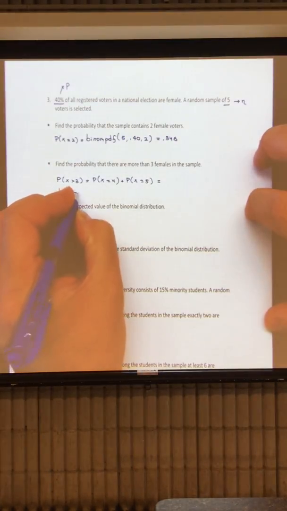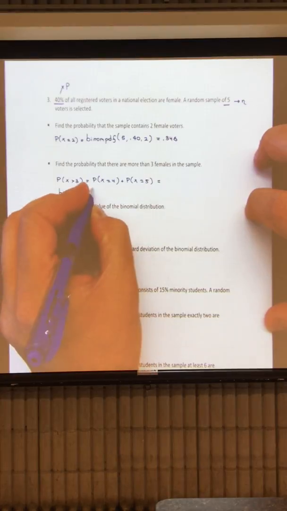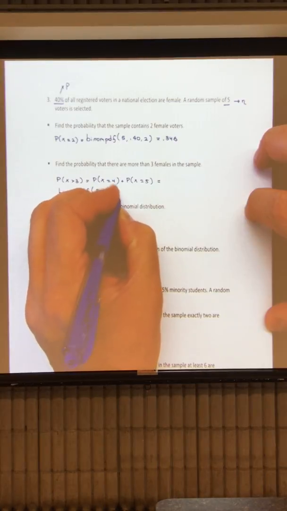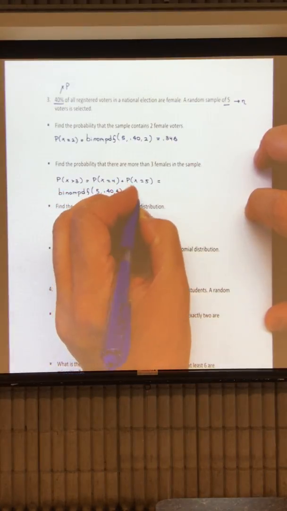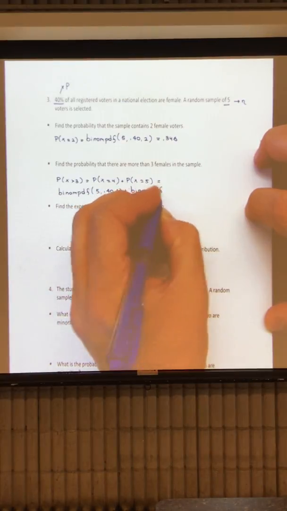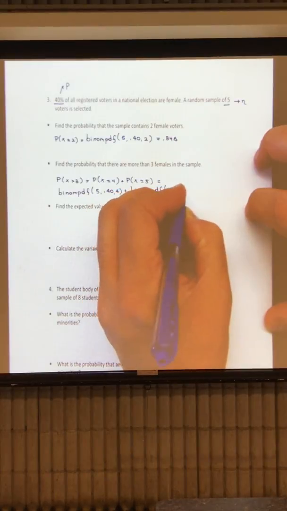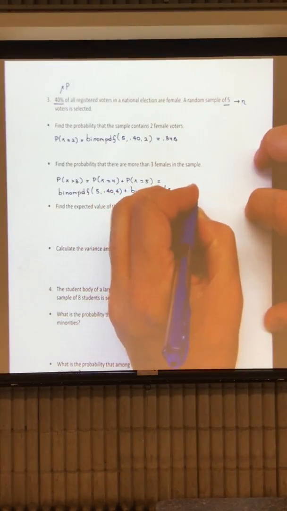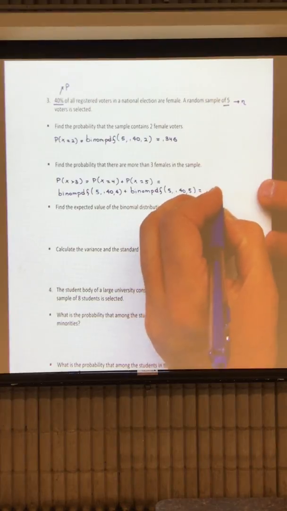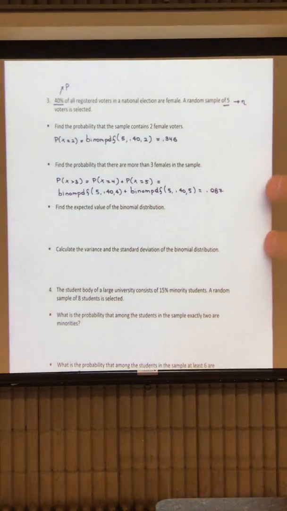Once when x is equal to 4, and then when x is going to be equal to 5. So 5, 0.4, 5. As soon as you take the summation of these two probabilities, this is going to be equal to 0.087. And again, you can use the graphing calculator for the second part of problem 3.